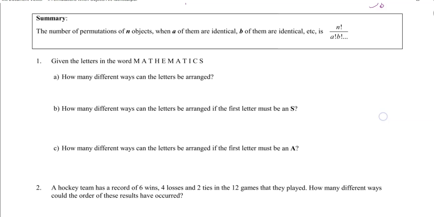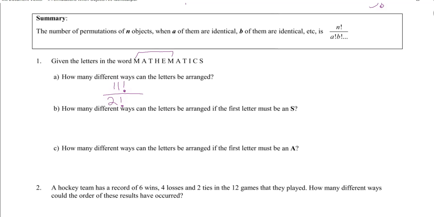Given the letters in the word mathematics, how many different ways can the letters be arranged? First step, how many letters are there? 1, 2, 3, 4, 5, 6, 7, 8, 9, 10, 11. So 11 letters can be arranged 11 factorial ways. If they were all different, that would be the answer, because we could tell every arrangement apart. But we have 2 M's, so we divide by 2 factorial, because we can't tell the difference between them.